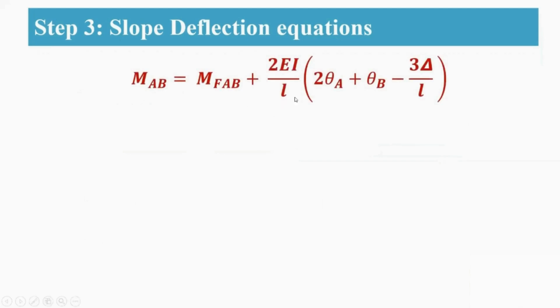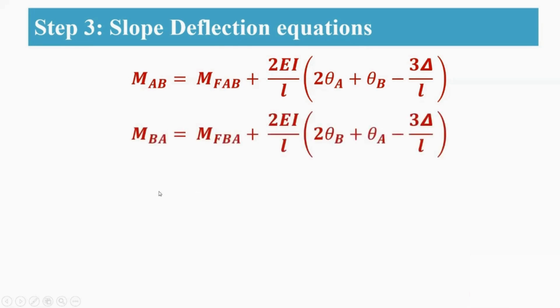So this is your generalized slope deflection equation. MAB will be equal to MFAB plus 2EI by L into 2 theta A plus theta B minus 3 delta by L. Here MFAB is your fixed end moment, whereas 2EI by L into 2 theta A plus theta B is your moment due to the rotation, and minus 6EI delta by L square is the moment due to the settlement. In a similar way, you're going to write it for the BA moment also.